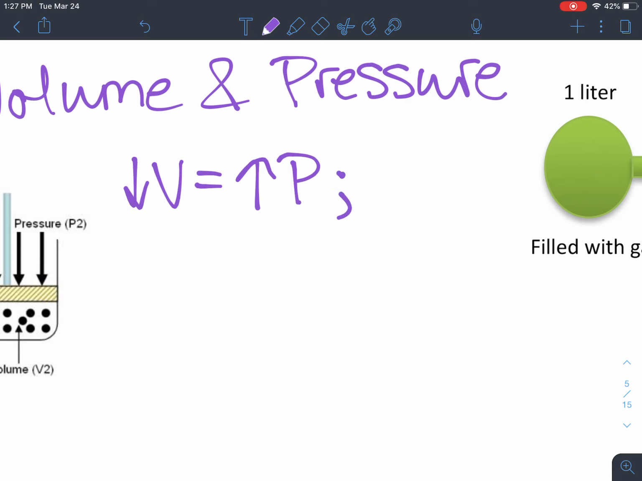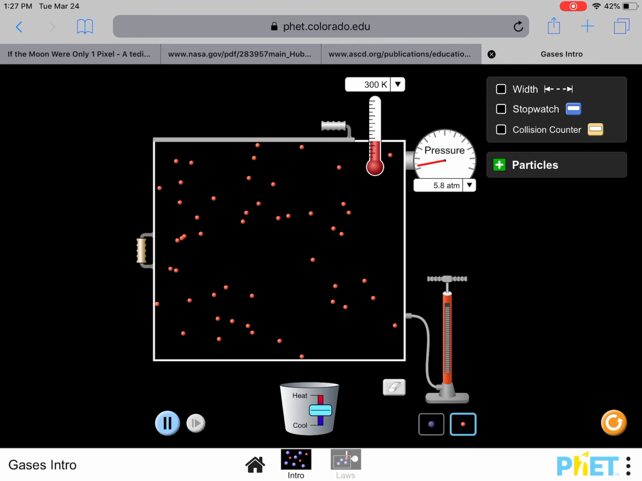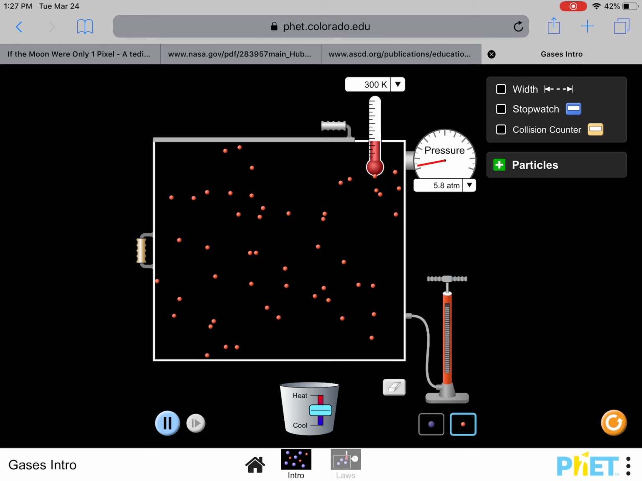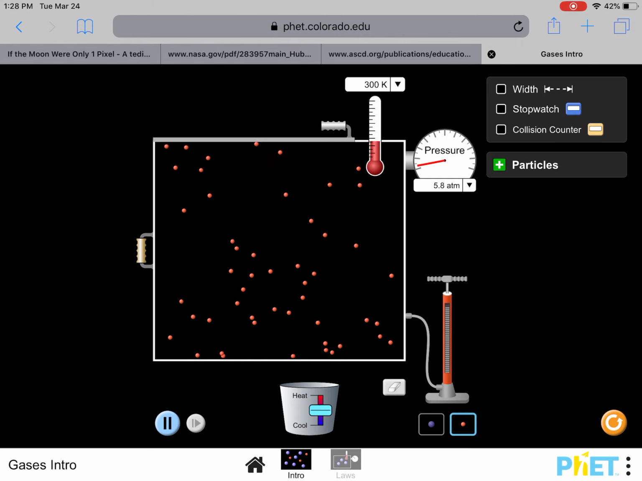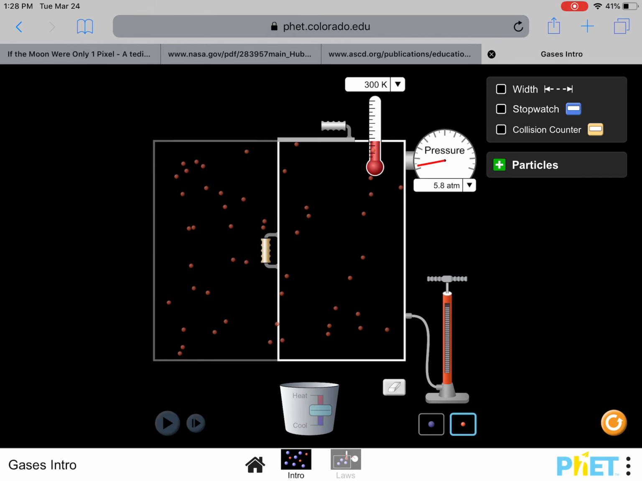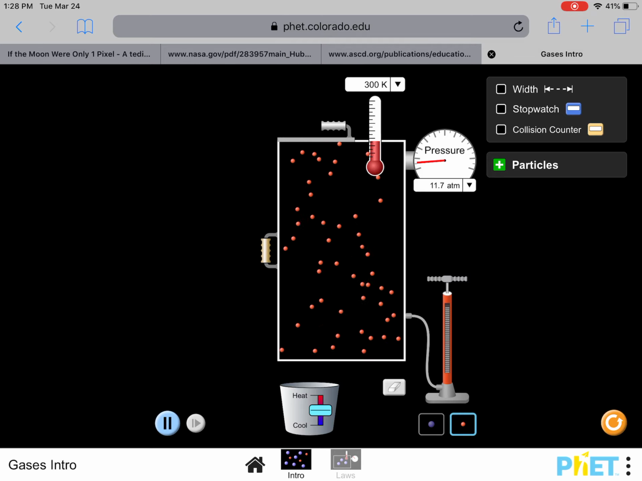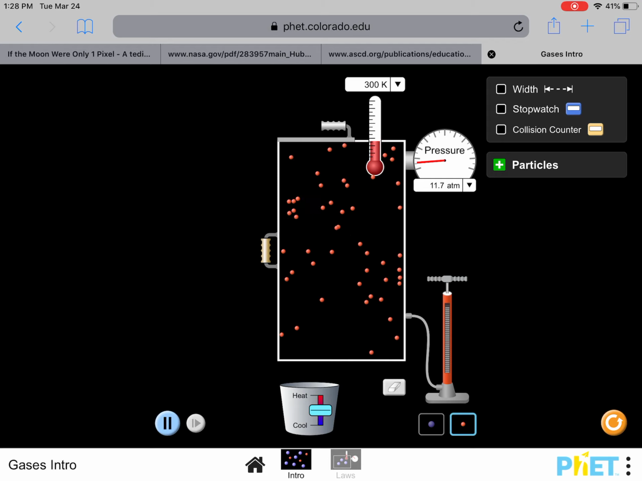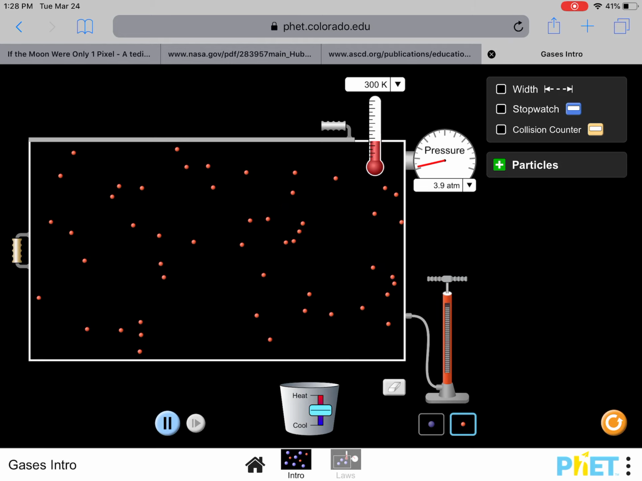Now, with that being said, if you increase volume, there's a decrease in pressure. Now, if you remember back to the virtual labs that you guys did, I'll show you this visual as well. I'm going to decrease the size of this container, and I want you to watch what happens at that pressure gauge. Right now, it's at 5.8 atmospheres. And if I decrease the amount of space that this gas has to move, then that pressure goes up. So you can see that the gas is hitting the walls of the container more often, so there's a higher pressure. If we make this container larger, we see that pressure go down to 3.9 atmospheres.